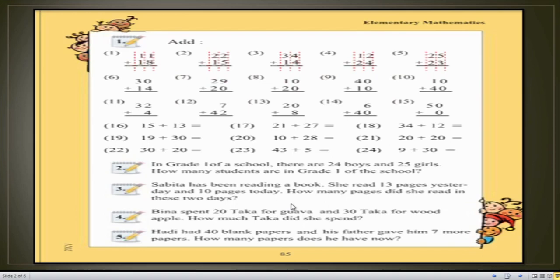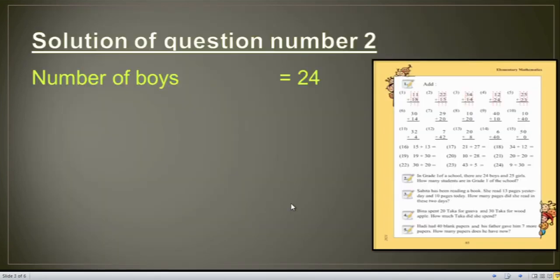Dear students, look and try to collect the data, the information which is given in this question. We can see that in the first line, yesterday Shobita was reading 13 pages, and then today she was reading 10 pages. So if we add this 13 with the 10, the number of pages will increase. And that is why we will try to solve this question with the concept of summation, with the concept of addition. And now we will try to summarize this question. So how can we solve this question number 3? Now we will try to do this. So let's see the board and try to solve this.